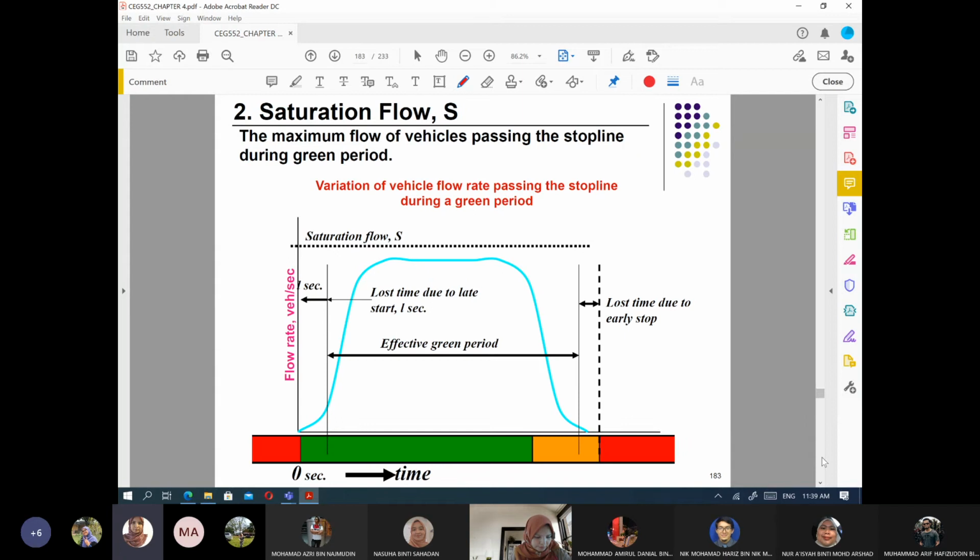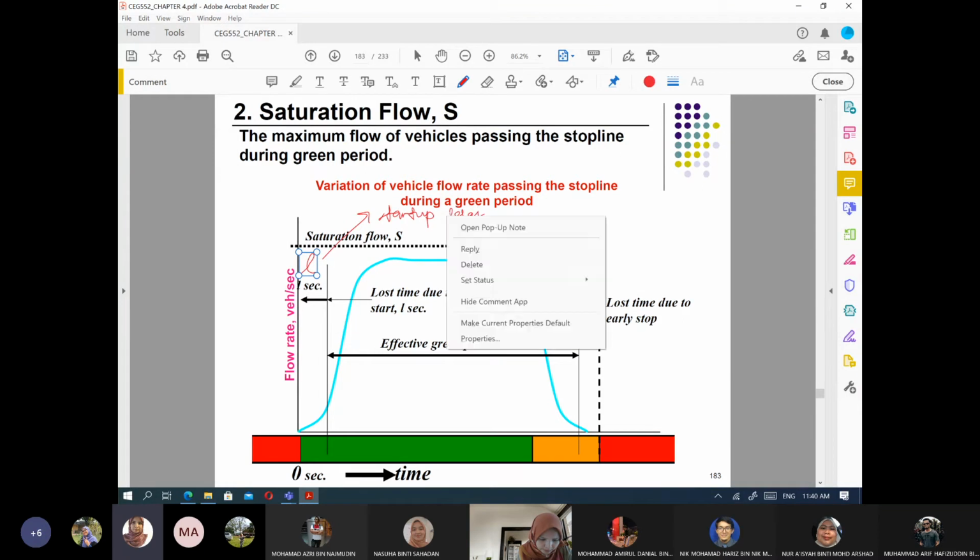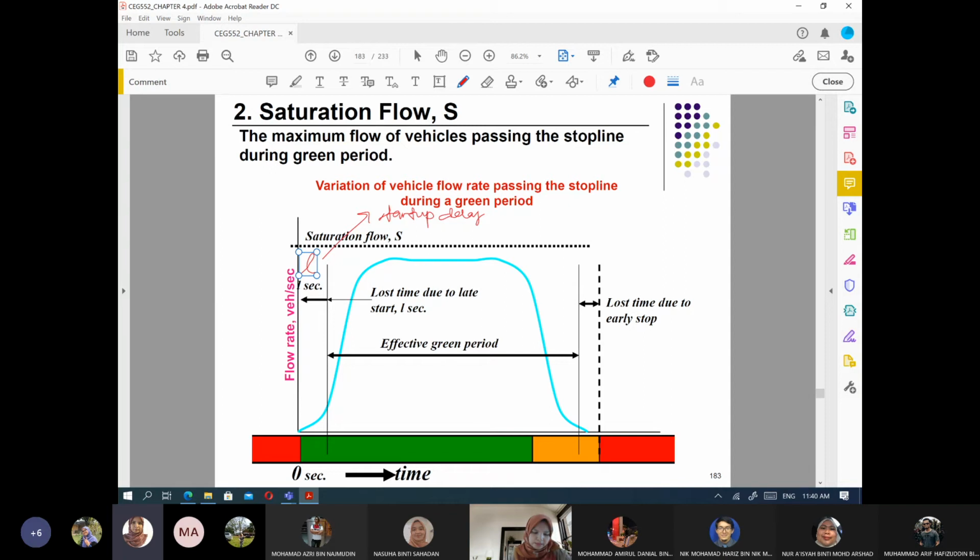Okay, this is the saturation flow, S. So when you are designing a traffic light, you need to calculate the S value, saturation flow. Okay, this is the lost time, small l. This is what we call start-up delay. Start-up delay.